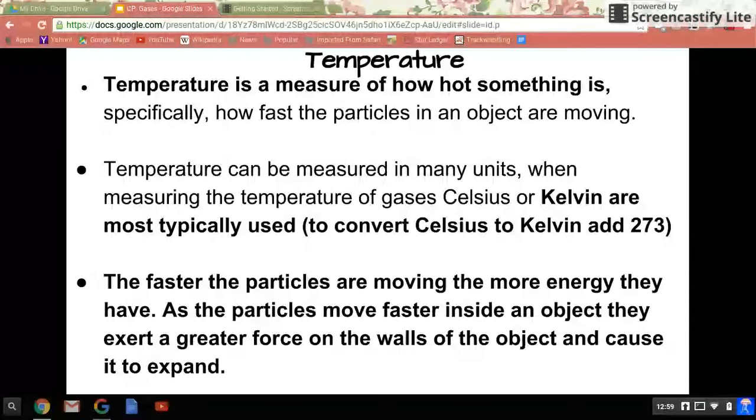And what is the relationship between gases and temperature? The hotter it is, the faster those particles of a gas are moving, which also means they're exerting a greater force on the walls of whatever the object is that they're in. So greater force, we know, means more pressure. So higher temperature, higher amount of pressure too.